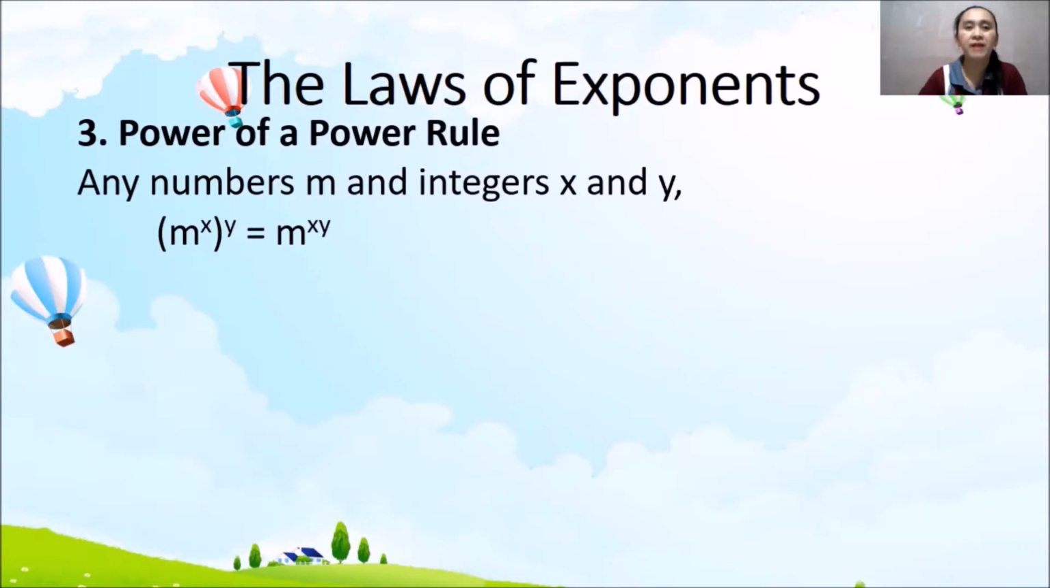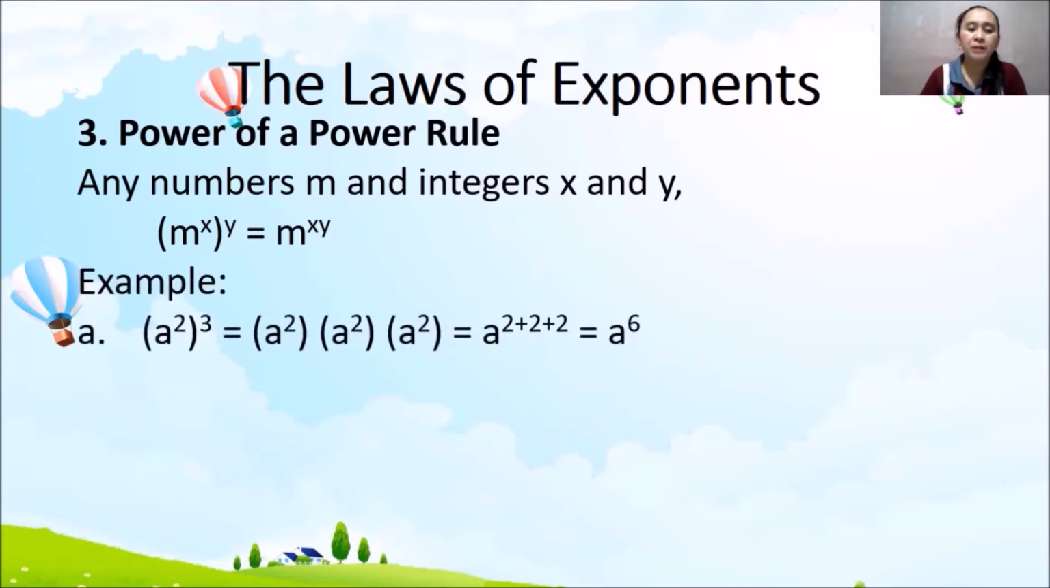It means we multiply exponent to exponent. So m raised to the exponent of x times y. For example, a squared raised to the exponent of 3. It means we multiply 3 times a squared. We apply the product law, the number one law of exponents, which is a squared times a squared times a squared is equal to a to the exponent of 2 plus 2 plus 2 is equal to a to the 6.